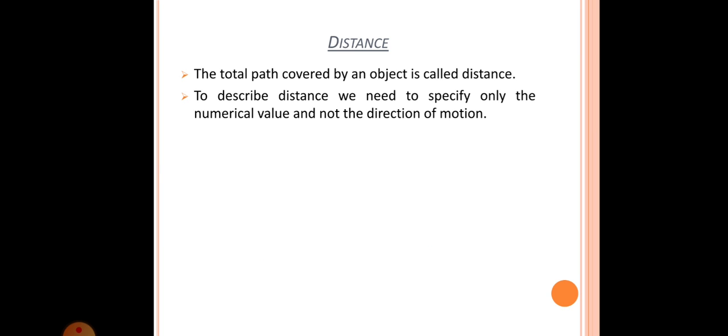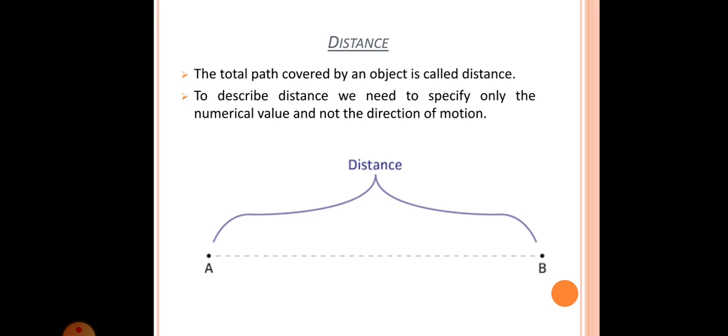To describe distance, we need to specify only the numerical value and not the direction of the motion. We do not require the direction, like from which direction the object is coming. No matter which direction we take, the distance is always going to be the same. In this picture you can see there are two points A and B, and the straight line here denotes your distance.